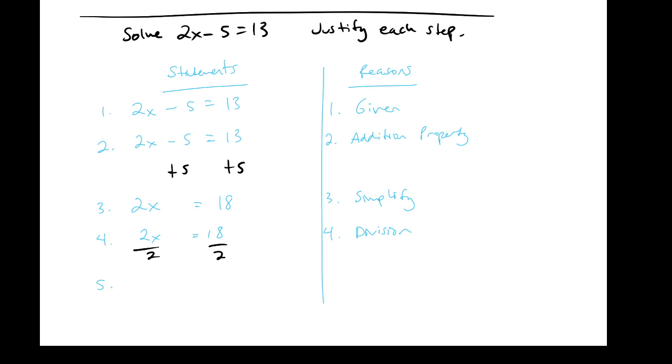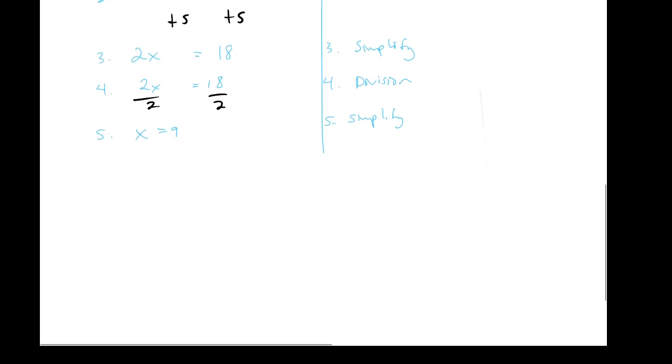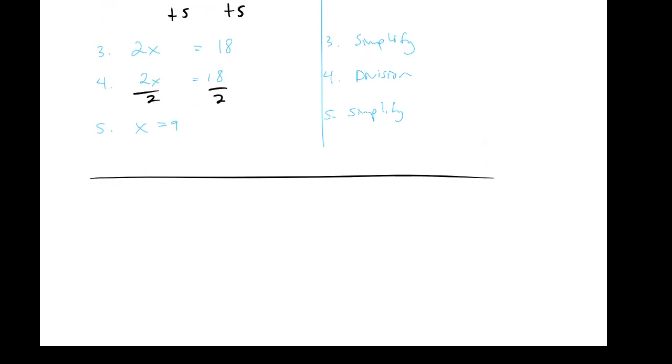And last but not least, we've solved our problem. X is equal to 9, and again, we just simplified. So that's how we put something in the form of a 2-column proof. We show our work on the left, and we explain our work on the right. That's kind of getting back to basics with what we are doing with these 2-column proofs.